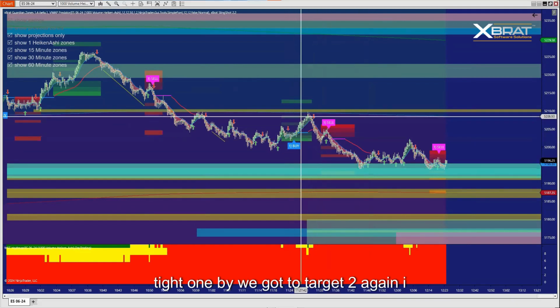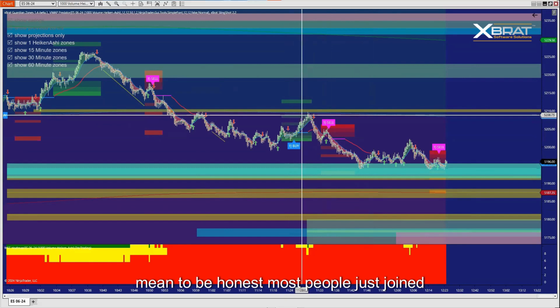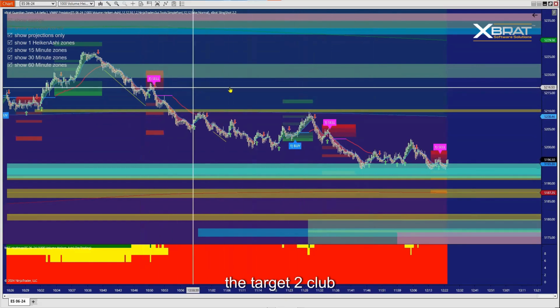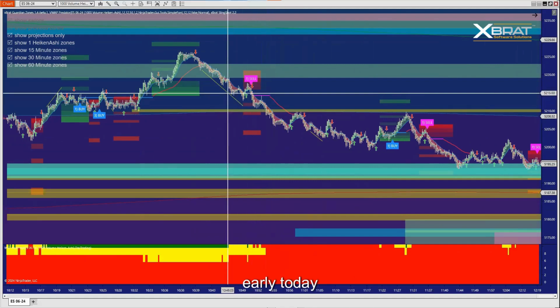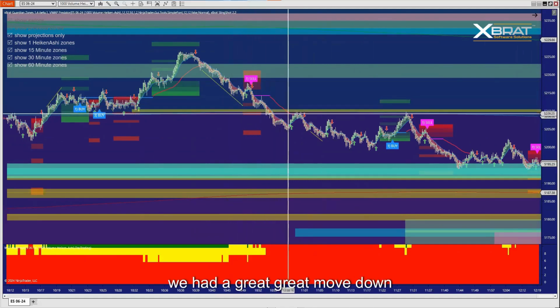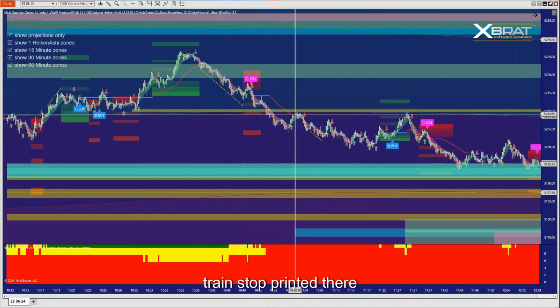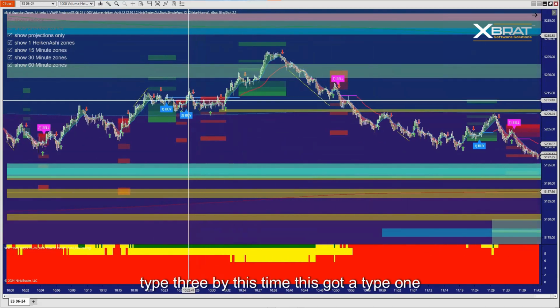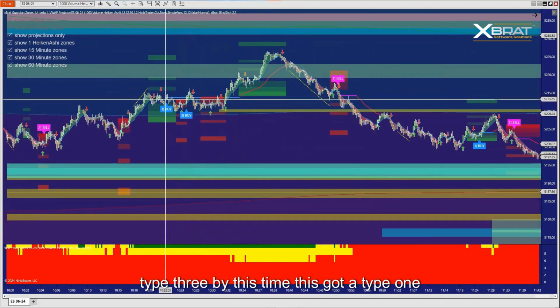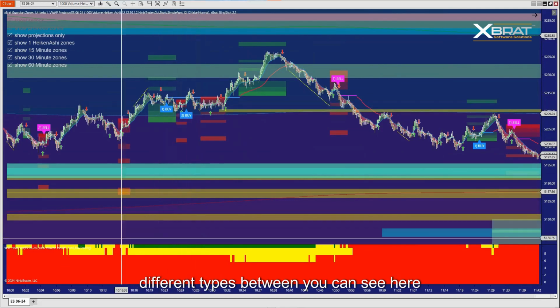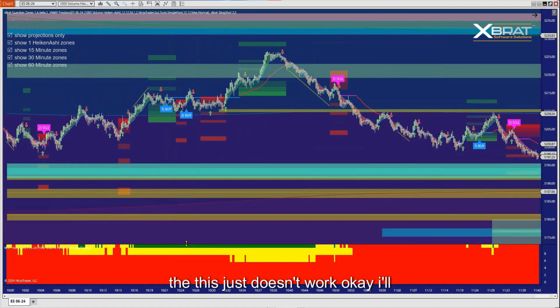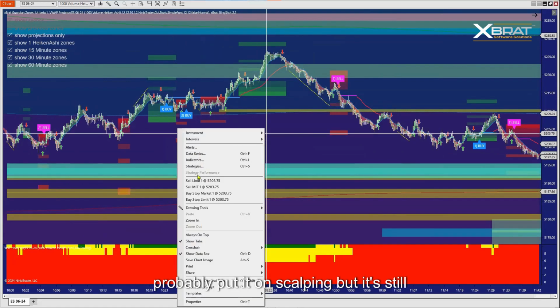With the type 1 buy, we got to target 2 again. To be honest, most people just join the target 2 club. Type 1 sell here was a great winner. Early today, we had a great move down. Trading stop printed there. Type 3 buy this time. You've got a type 1 buy, type 3 buy. We've got a confluence of different types, but you can see here this just doesn't work. I probably put it on scalping, but it's still with volume, it's not as good.